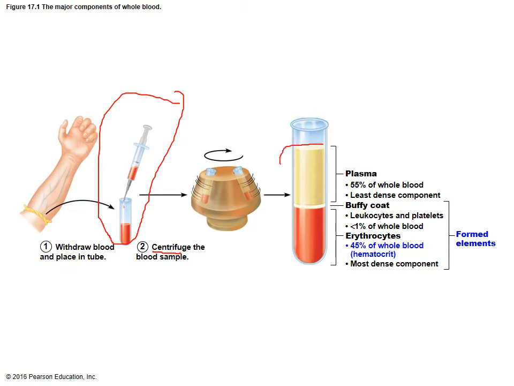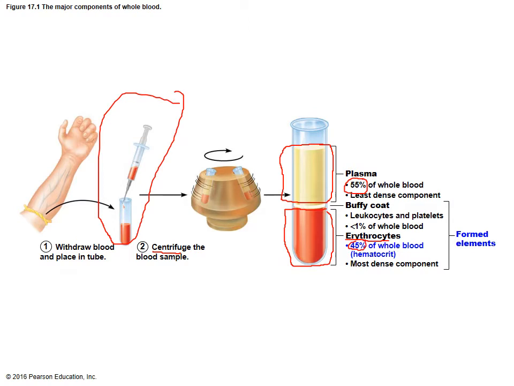So this will be kind of like the clearish, actually it's more of a yellowish liquid that you see up here, usually about 55% of your sample. And then you're going to have a nice bright red layer that's at the bottom. And this is going to be our erythrocyte sample, which usually takes up about 45%.